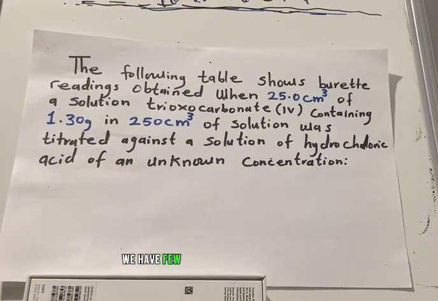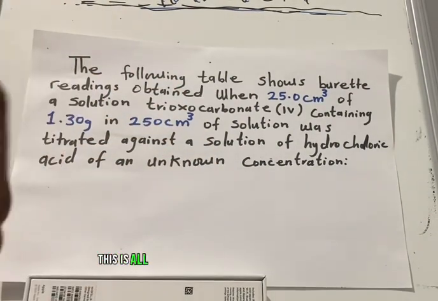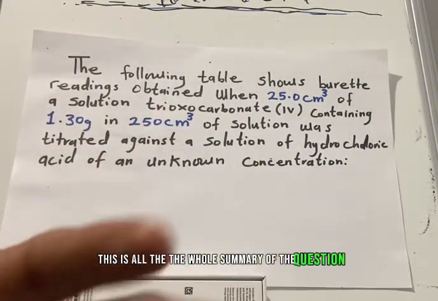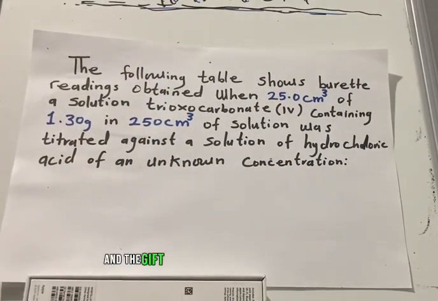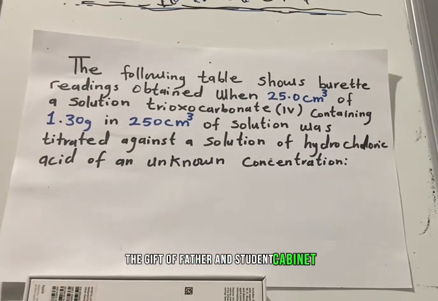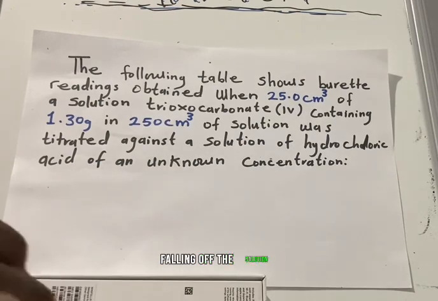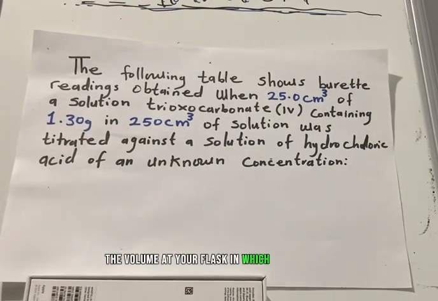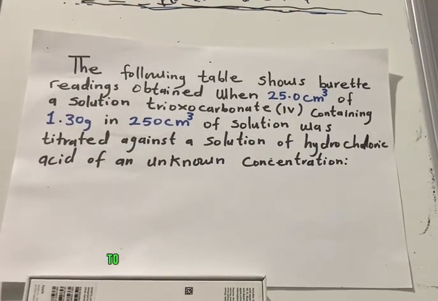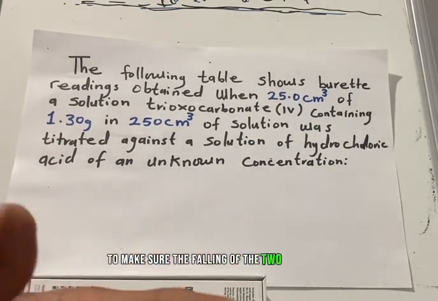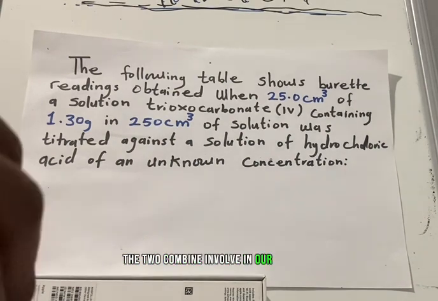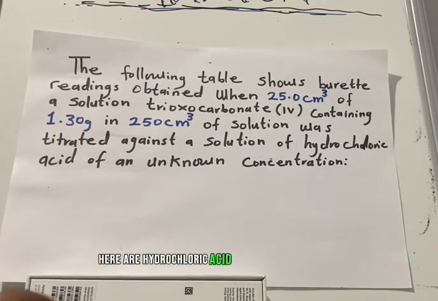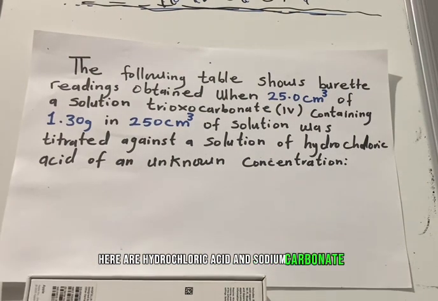Now we have a few questions that they give us. This is the whole summary of the question. We have to get our numbers from here. Remember those numbers I was giving them. They give us the mass of sodium carbonate, the volume of sodium carbonate, the volume of the solution, the volumetric flask in which they use to measure the volume of the two compounds. Where are the two compounds involved? The two compounds involved in our problem here are hydrochloric acid and sodium carbonate.